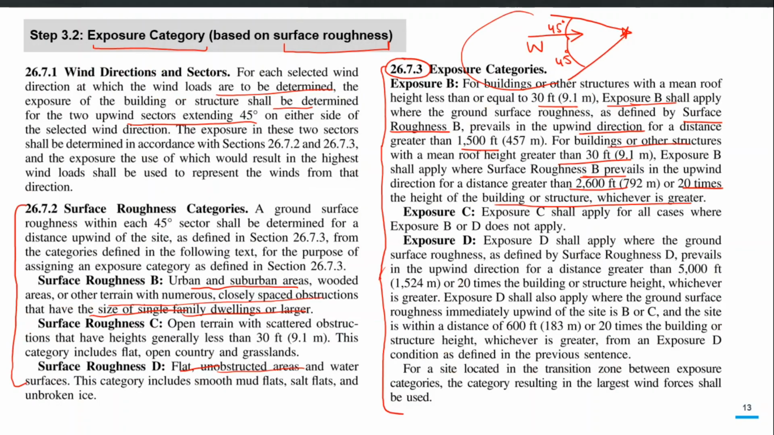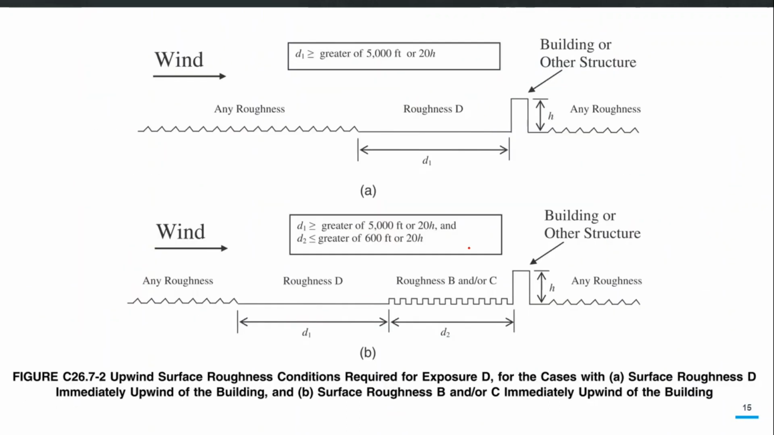There are similar guidelines about the exposure category D also, and if the exposure category B and D don't apply to your structure, then you assign it an exposure category C. So you should remember that the design wind hazard maps were also developed for exposure category C. So now let's discuss how you should classify exposure category D based on the surface roughness.